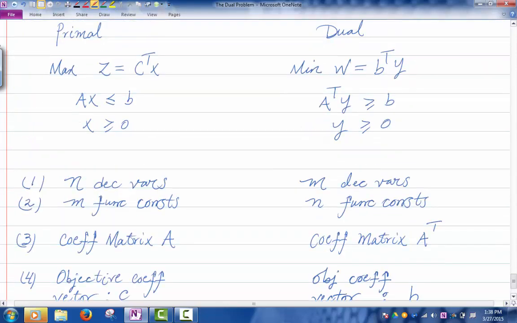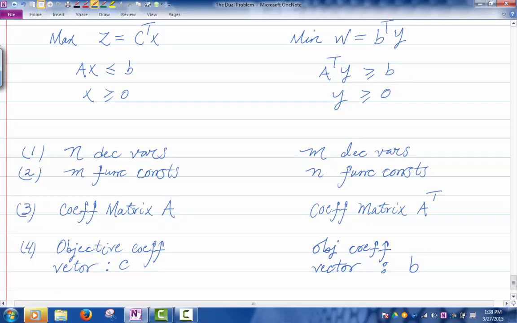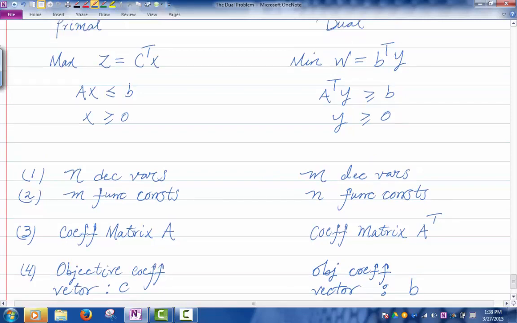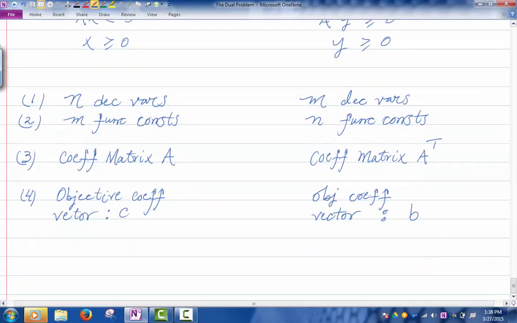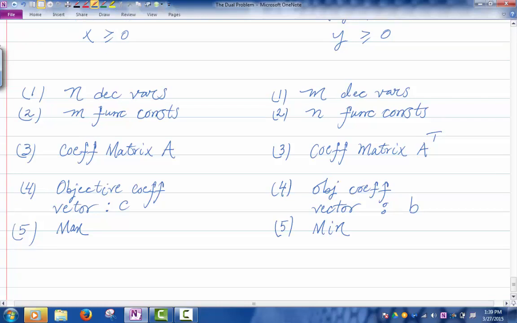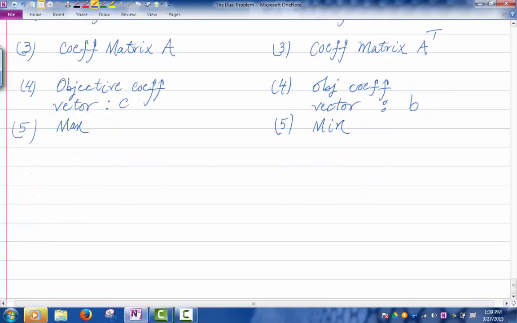Let's look at the problems again before you forget. So B is the objective coefficient vector for the dual. C is the objective coefficient vector for the primal. And in the primal, you are maximizing. Remember, let me call that 5. The objective is maximizing. Here it's minimizing. Right. Let me also write 1, 2, 3, 4, and 5, 6.